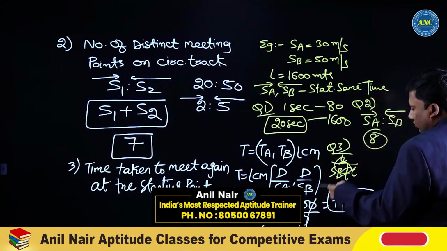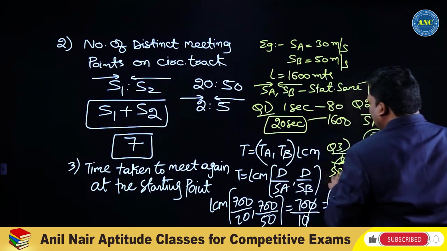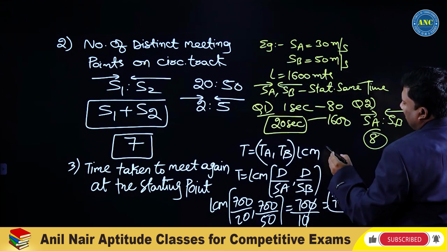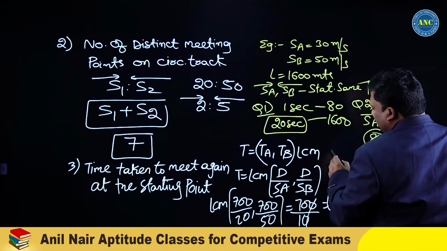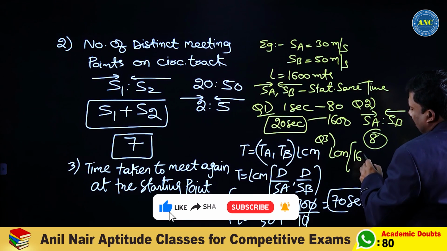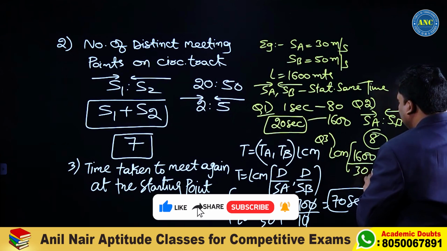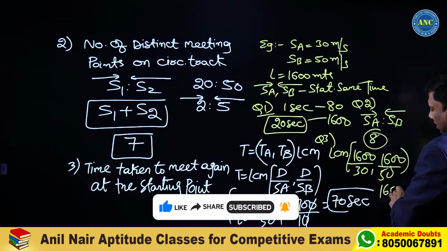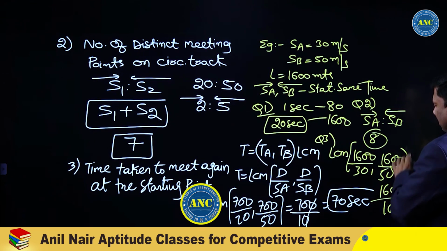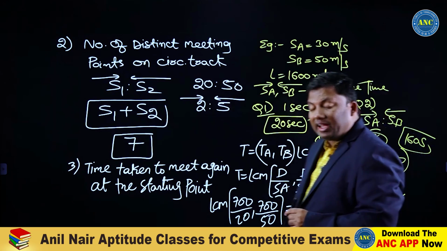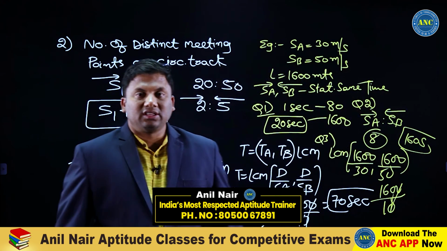T is equivalent to LCM of TA comma TB. So LCM for question 3: 1600 by 30, 1600 by 50. So it is 1600 by 30, 50. That means after 160 seconds, they will meet again at the starting point on the track.